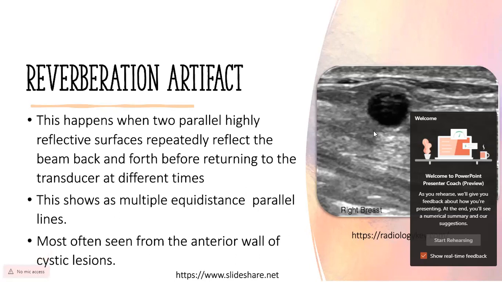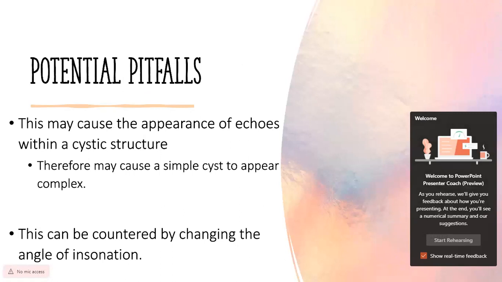As we can see on this image to the right, we've got our cystic lesion, and then from the anterior wall, we've got multiple parallel equidistant lines. This may cause the appearance of echoes within a cystic structure, and therefore, again, making a simple cyst appear complex. This can be countered by changing the angle of incidence.